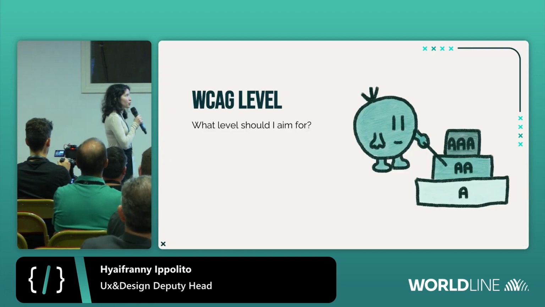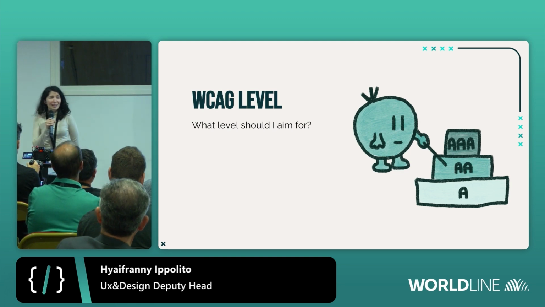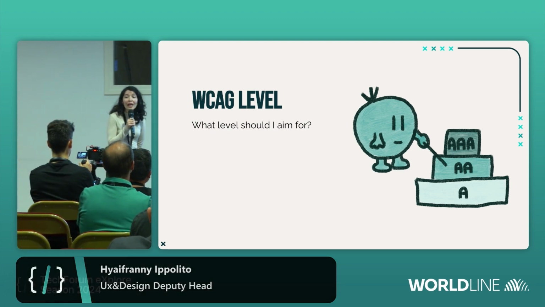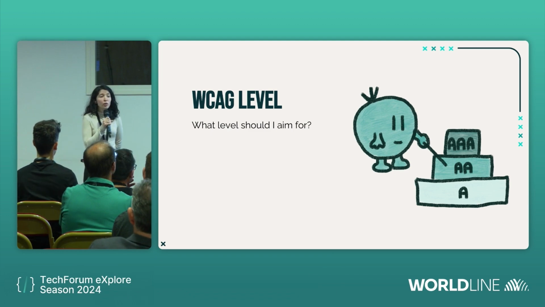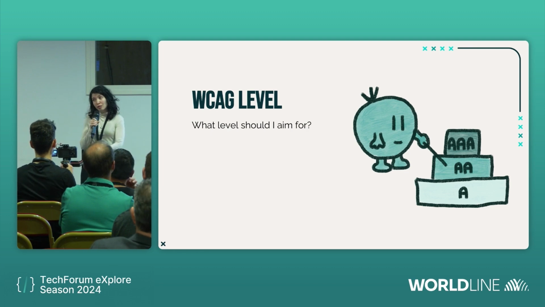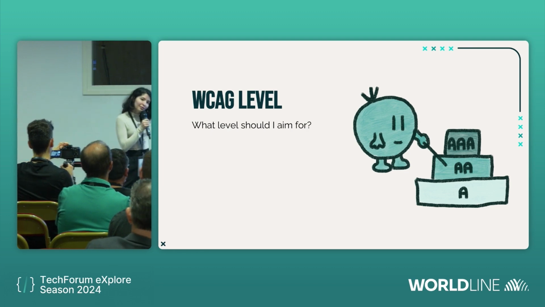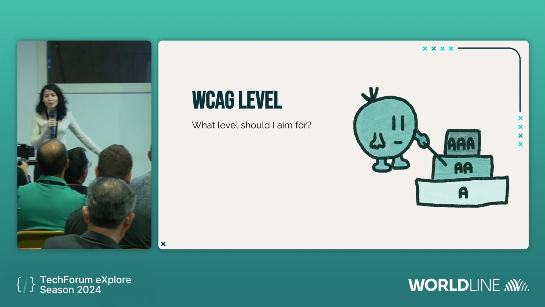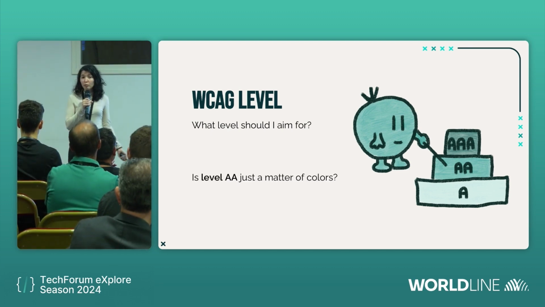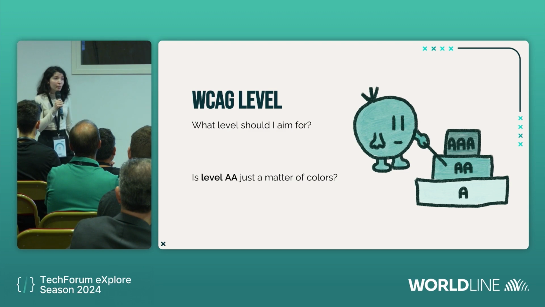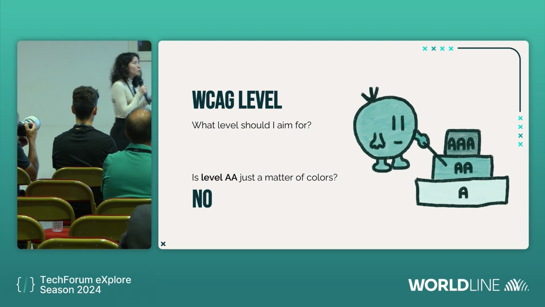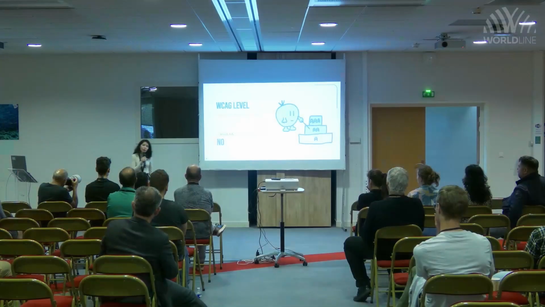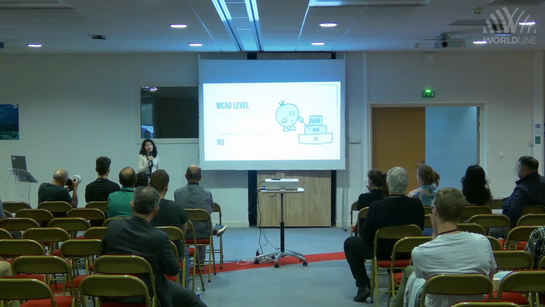And this is a question that a lot of people ask every single time. Which level should I aim for? And I'm going to answer that by referring to Worldline. The level that we really need to achieve is what our accessibility friend there is pointing to, and it is level AA. Some of you normally ask if level A is just a matter of colors. Short answer, no. It's a little bit more complex than just some colors, contrasts of colors, or labels on the code.